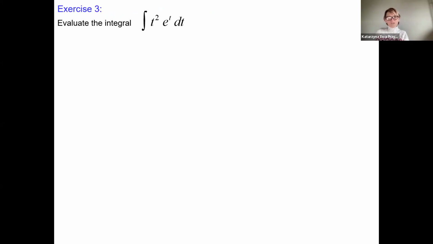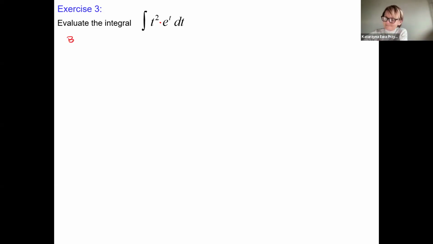Integral of t squared e to the t dt. Definitely a product, correct? And do you think u substitution will work? When will u substitution work? For instance, if I put t cube, then it's a composition, the inner function. The derivative of t cube is t squared with some constant. Then we can, but no, let me remove that. We don't have it.